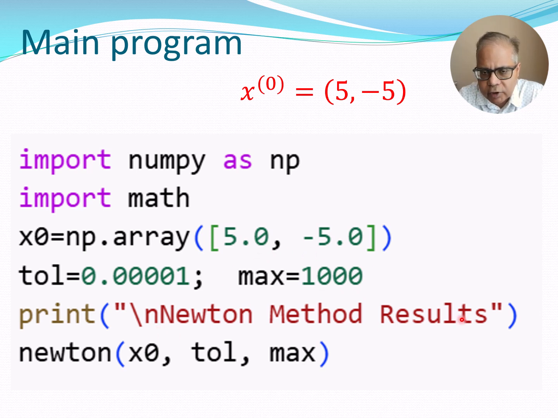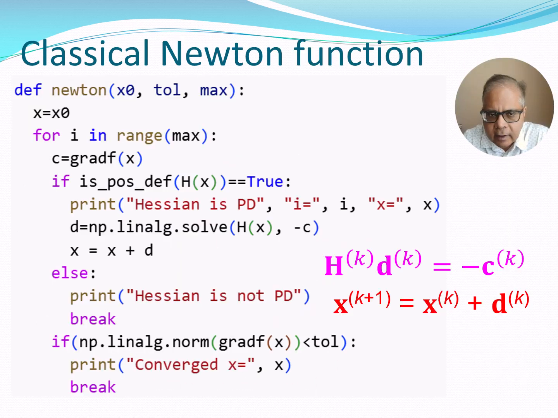We print Newton method results, and then I call the Newton function here, which takes in the starting value x0, the tolerance small number, and the max value of 1000. Let's now build up this classical Newton function. So remember, classical Newton function is going to be very easy because there is no one-dimensional search here. So what we do is that we start off with x is x0, that is the starting guess. Then I have the for loop here.